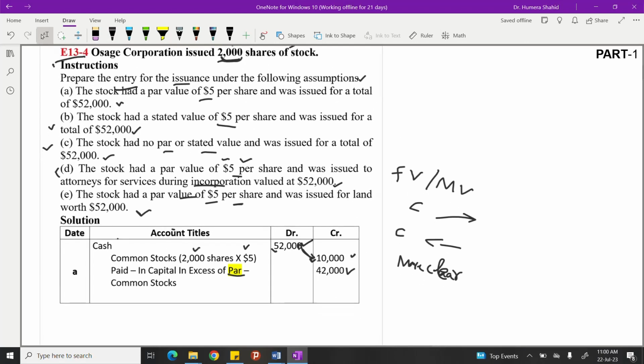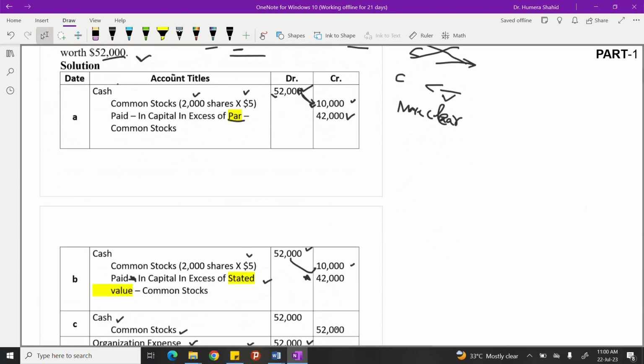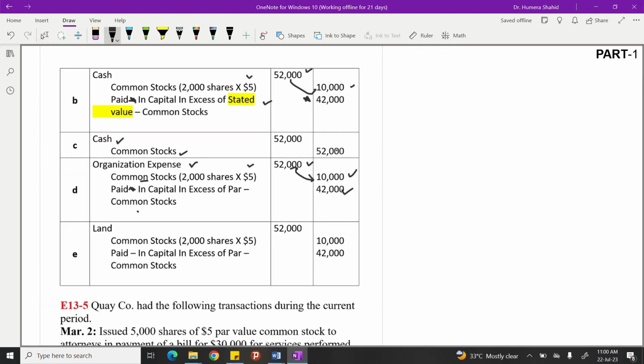Okay, if you see this company, fifth transaction, they did not give us any fair value of the consideration given up, so we don't have this. But they said that the land is worth 52,000, so the consideration received fair value is more clear. So we will debit the asset, which is land, with the fair value of consideration received. Okay, so if you see over here in the fifth transaction, we have debited the land with 52,000. Common stock gets credited.